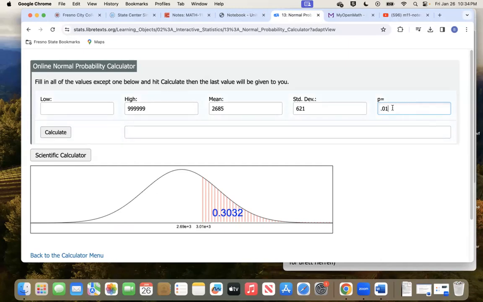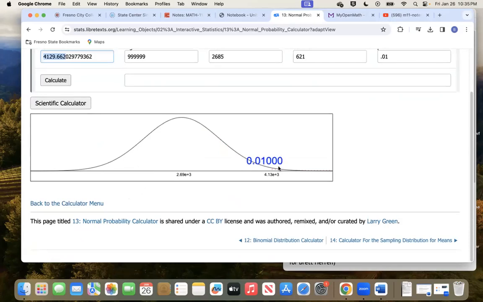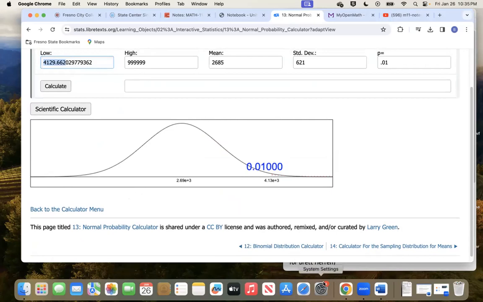So this is the top 1%. Calculate. So the low comes out to be 41.29, so 4130. So basically 4130 calories or more, and you're in the top 1%. So that was a little tricky because that's a very tiny group right there, the top 1% of people. And so there we go.